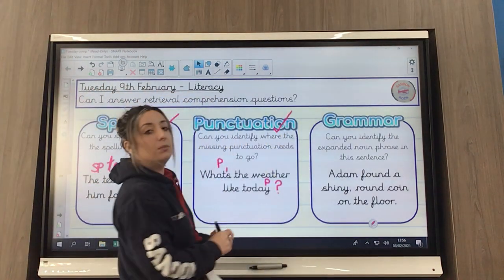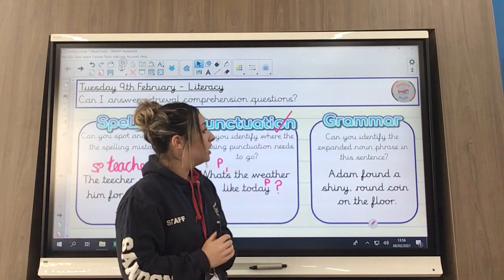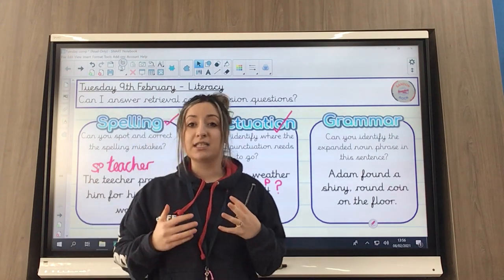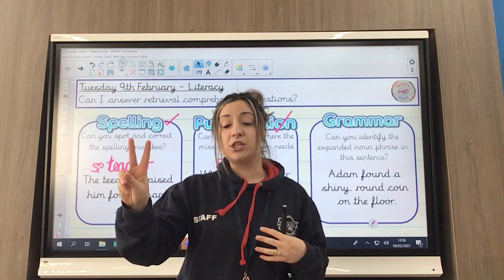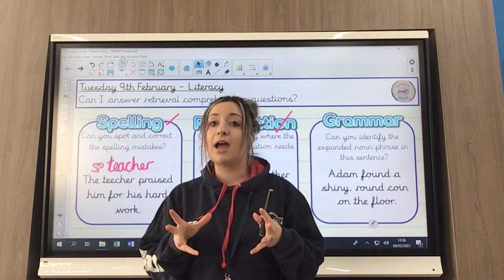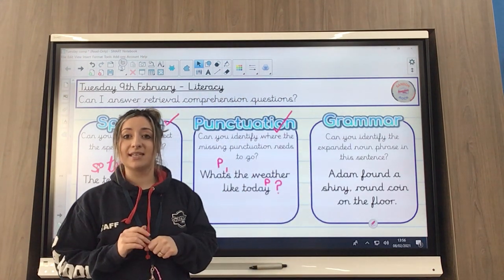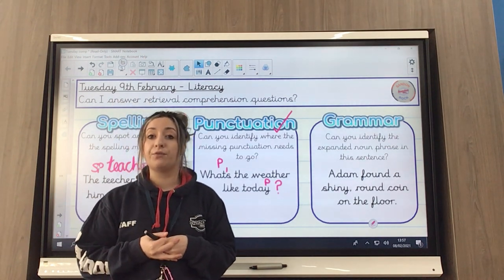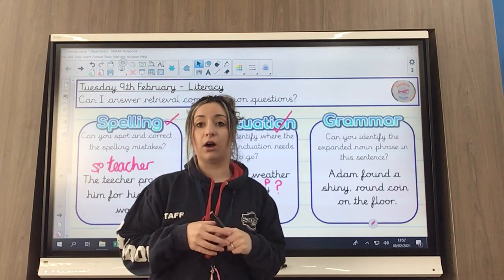Okay then, so moving on to our final part of today's starter is my grammar. So can you identify the expanded noun phrase in the sentence? Remember, an expanded noun phrase is made up of how many words? 3. 2 of which are adjectives and 1 of which is a noun. So I've got 2 describing words and the noun that it's describing. Can you spot it in my sentence, okay? So Adam found a shiny round coin on the floor. Adam found a shiny round coin on the floor.